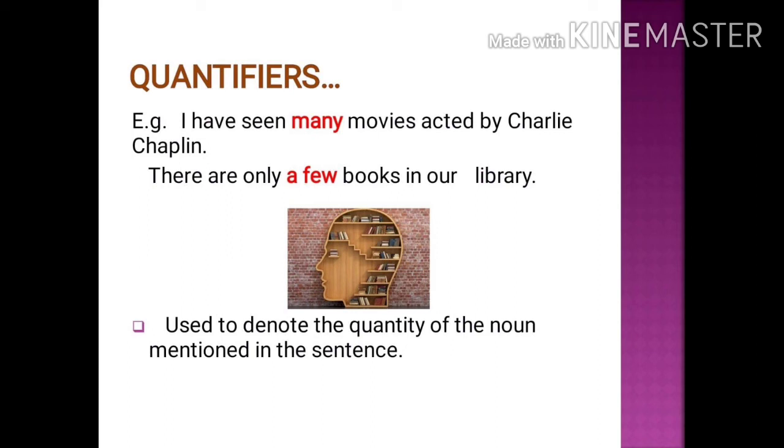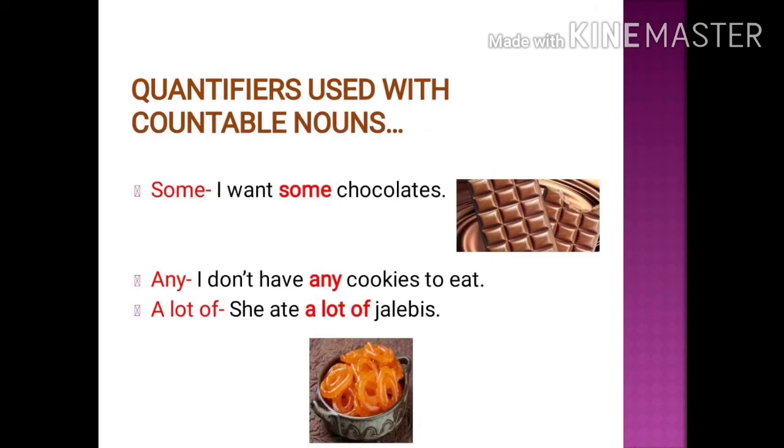There are two types of quantifiers, children. Today we are gonna learn both the types in detail. The first quantifier type we are gonna learn is quantifiers used with countable nouns. Some, any, a lot of, these are some of the quantifiers used with countable nouns. Look at the example given here.